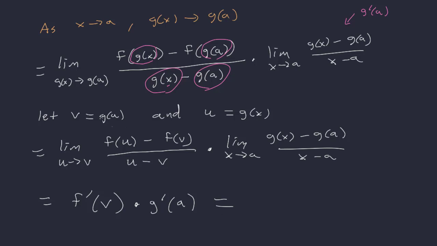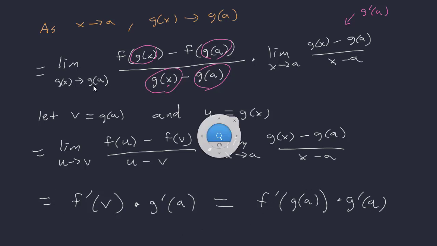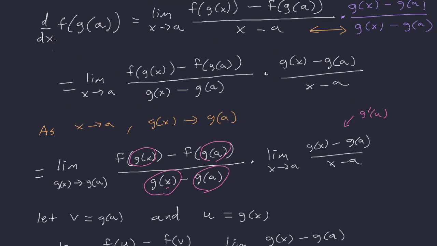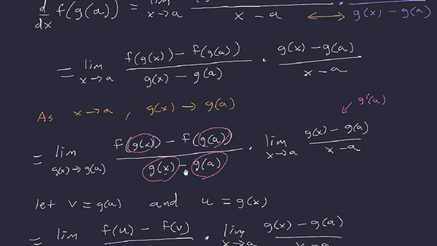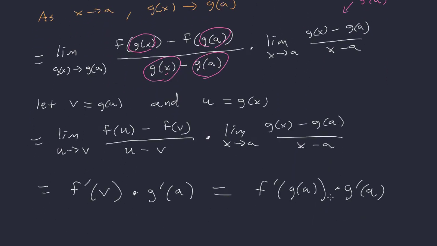Then if I replace the v with g of a, we finally get down to f prime of g of a times g prime of a. Which, what did we start with? We were looking at the derivative of f of g of a, and we got f prime of g of a times g prime of a.